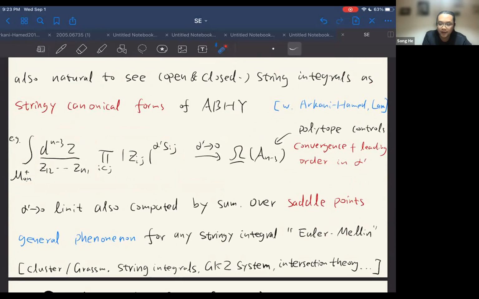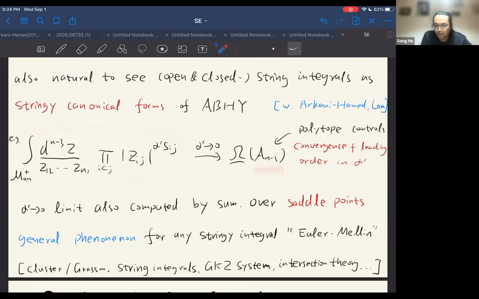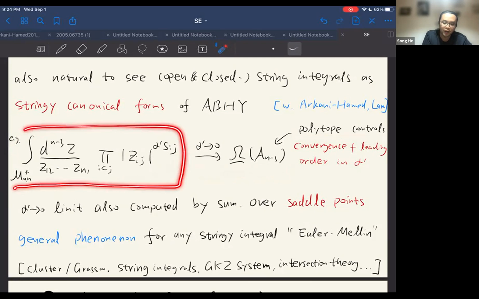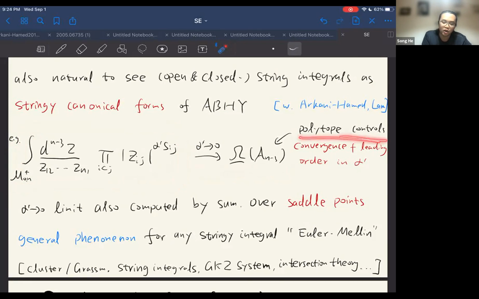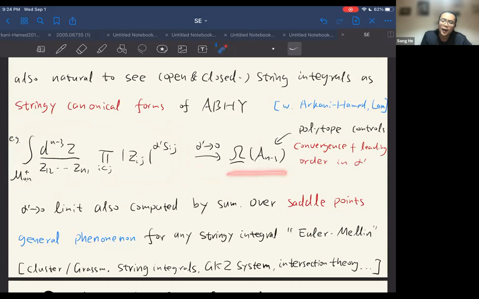One is you take alpha prime to 0. If you take alpha prime to 0, this disk integral gives you back the phi cube amplitude in the field theory limit, which is also just the canonical form of this polytope. There's a general theorem that for such general integrals, there's always some polytope that controls where the integral converges, and when you take alpha prime to 0, that gives the leading order. The fact that the leading order of string integrals in this case is given by the adjoint phi cube amplitude is explained as a special case.